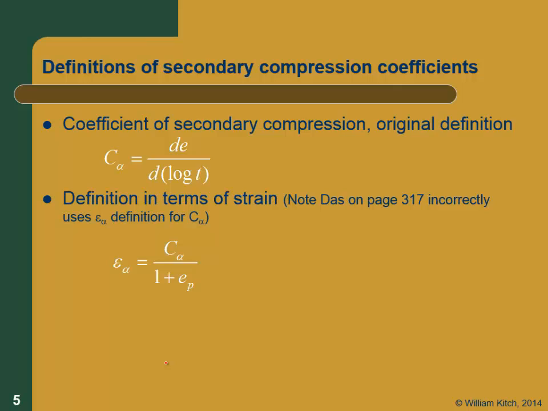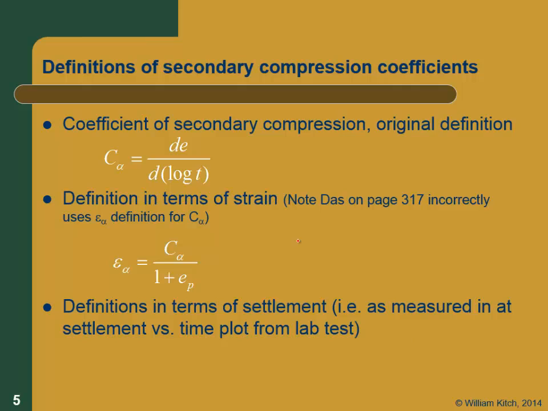Epsilon sub alpha is C sub alpha over 1 plus E primary, where E primary is E at T100. In other words, the E at the end of primary consolidation. This is completely analogous to the difference between C sub C and C sub C epsilon. So lots of times people use epsilon sub alpha and say C sub alpha, and they're not correctly using them, so be careful about that. There's a difference.